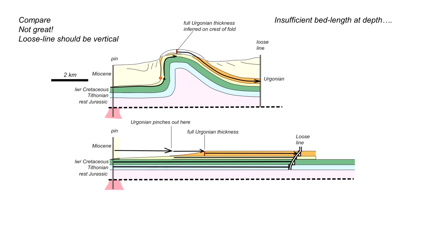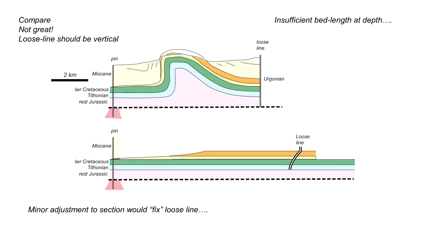However, does it mean that our buckle fold is an inappropriate interpretation? Well, I would argue that this mismatch is relatively easy to correct. A minor adjustment to our cross-section geometry above would fix the loose line and allow all our layers to have the same length on the restoration, particularly if we adjust the synform in here, essentially by increasing the outer arc length of the Tithonian. In other words, we need to pull that fold slightly down and to the right, which would increase the arc length around the folds, preferentially for the older parts of the units, increasing their bed length on the restoration. So a minor adjustment would fix the cross-section.